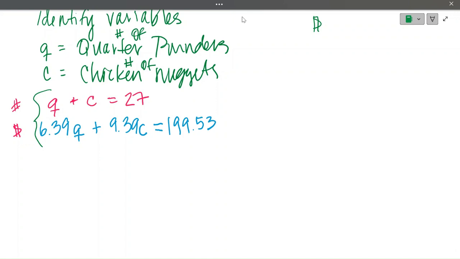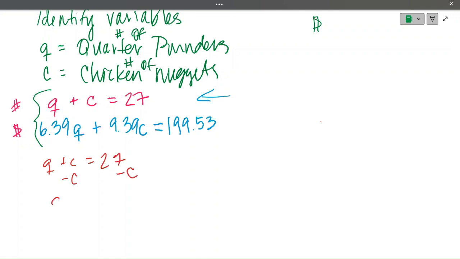I am going to show you substitution because I think that that's easier when you have a lot of decimals like this. So I am going to solve this equation for the letter Q. And you could solve it for C. It doesn't matter. So I'm going to just walk you through how I would do that. There's no wrong way to do this here.